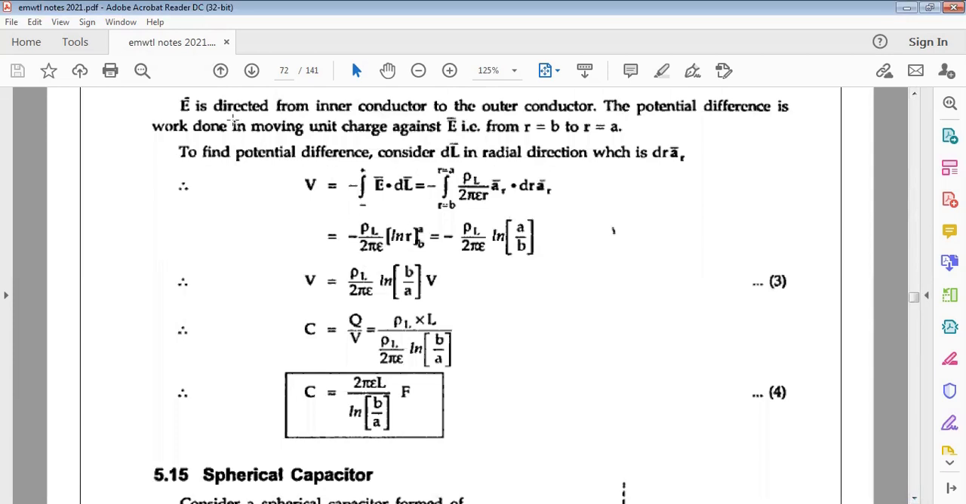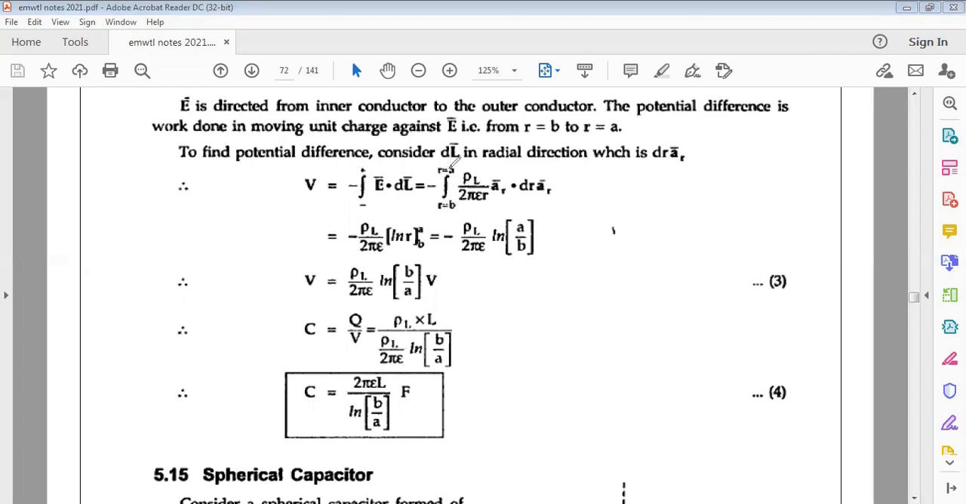Now the potential difference. E bar is directed from the inner conductor to the outer conductor. The potential difference is the work done in moving a unit charge against E bar from R is equal to B to R is equal to A. So V is equal to minus integral of E bar dot dl bar. The negative charge is on the radius B and the positive charge is on the radius A.